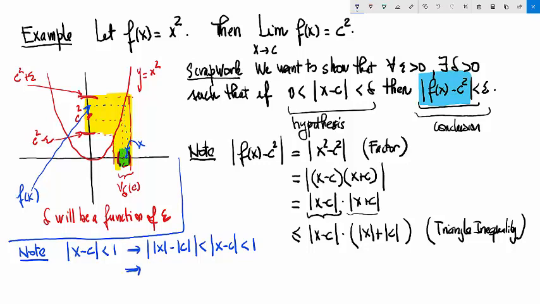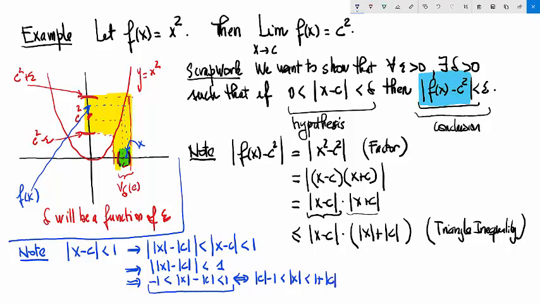And then this really implies that the distance between the absolute value of x and the absolute value of c is less than one, and this means really that negative one is less than the absolute value of x minus the absolute value of c, which is less than one, and that's equivalent to, adding the absolute value of c everywhere, then we get that the absolute value of c minus one is less than the absolute value of x, which is less than one plus the absolute value of c.